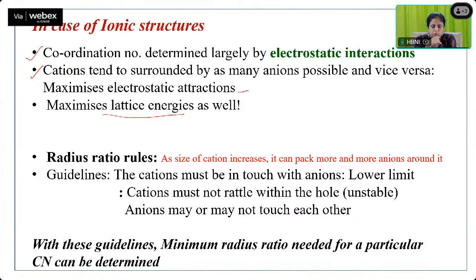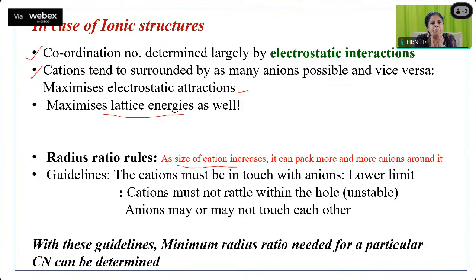Radius ratio rules, the very famous radius ratio rule, all of us study it, not just in solid state chemistry, but also in general inorganic chemistry. As the size of the cation increases, it can pack more and more anions around it, a very general understanding. The only guideline is that when you are talking about surrounding the cation, there has to be an upper limit up to how many anions can go around it, and a minimum limit.